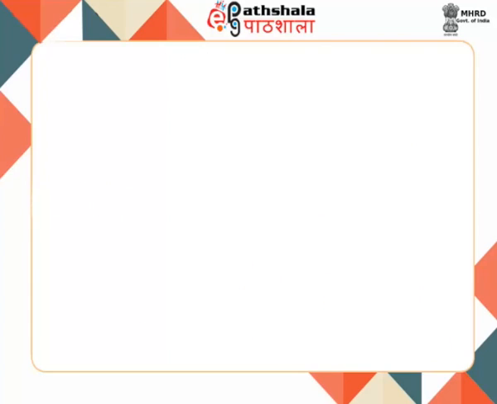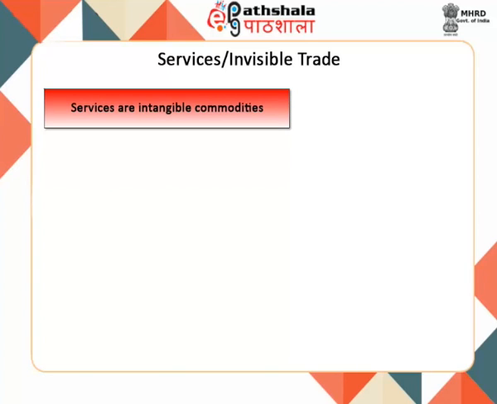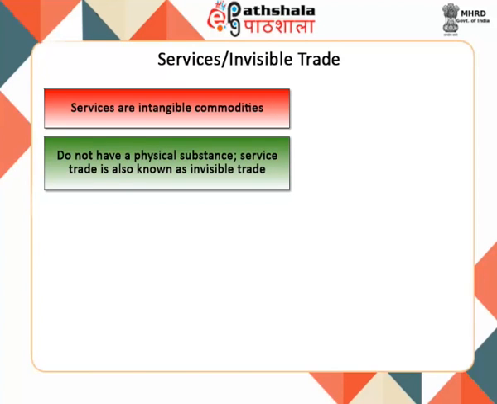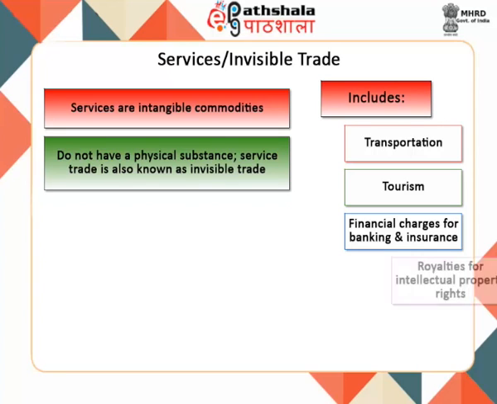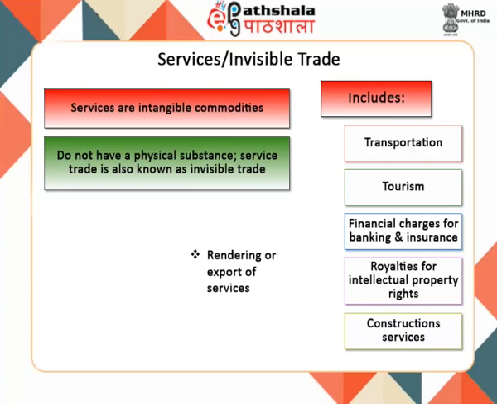The next subcategory is services or invisible trade. This includes export and import of services. Services are intangible commodities. Since they do not have a physical substance, services trade is also known as invisible trade. Commonly, the internationally traded services are transportation, tourism, financial charges for banking and insurance, royalties for intellectual property rights, construction services, etc.